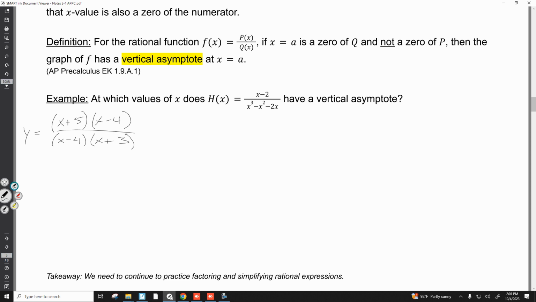Great. Okay. Again, we found the zeros of our polynomials in the top and in the bottom. We got x equals -5. We got x equals 4. We got x equals -3. Write those three numbers down.